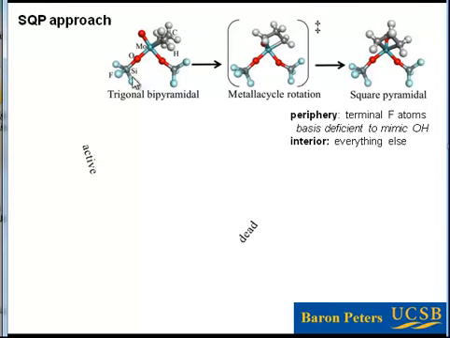But basically, according to Handzlik's work, it goes from a trigonal bipyramidal complex through this metallacycle rotation transition state and makes this square pyramidal complex. And this is all sort of a trap that stops the Chauvin mechanism from working.